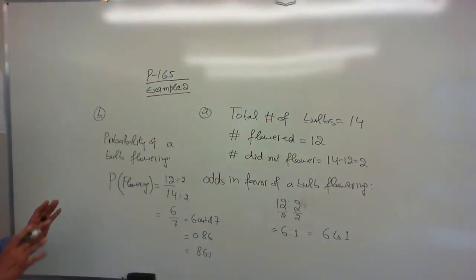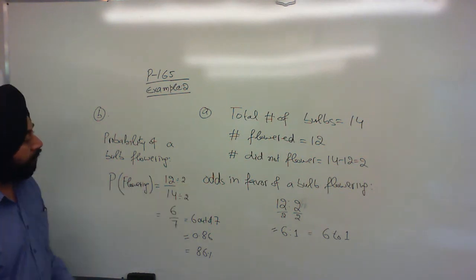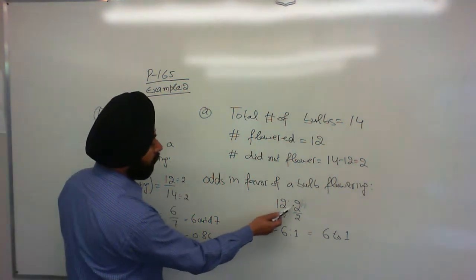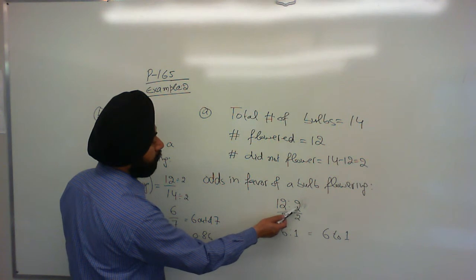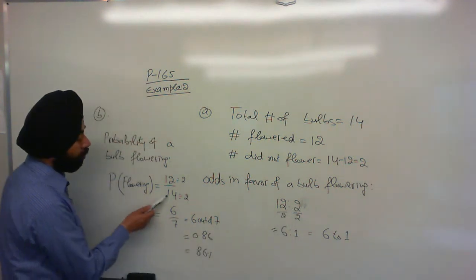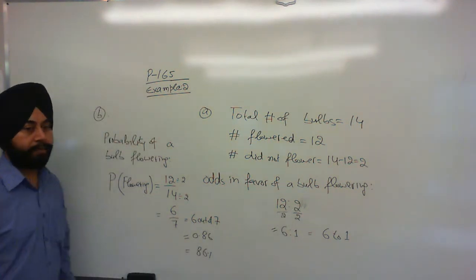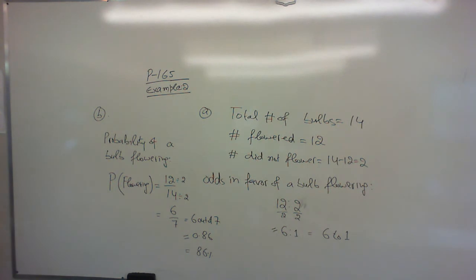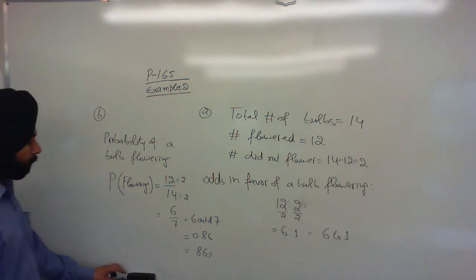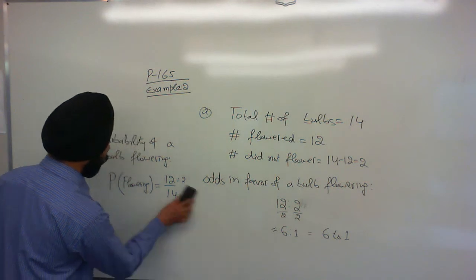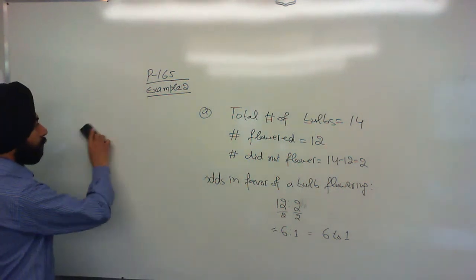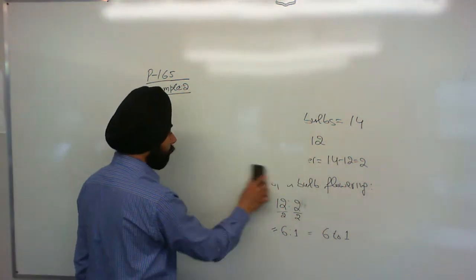Again, the only difference between the odds and the probability is the number that we write here. This is the against number and this is the total number. That's the only difference between the probability and the odds. Any questions? No? Okay. Let's do one more question on the next page.